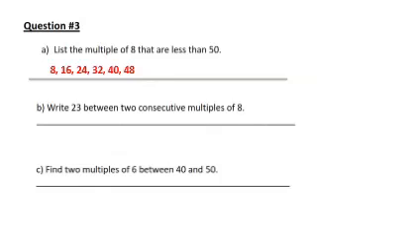Now I need to write 23 between two consecutive multiples of 8. So what's the multiple of 8 which is just before 23, and the multiple of 8 which is after 23? So 23 is between 16 and 24. Now find two multiples of 6 between 40 and 50. It's 42, 6 times 7, and 48, 6 times 8.